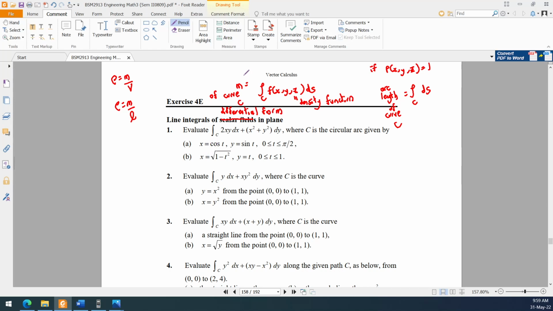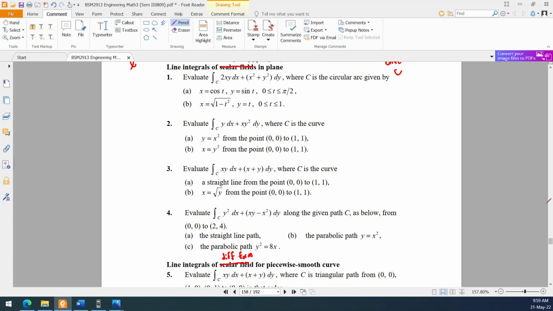Okay, we show question 1A. This is a direct question. This other one is where you need to express your own parametric equation. Question 3 also, but this is a line segment, a curve x equal to y, from point (0, 0) to (1, 1). Okay, we look at question 1 first.